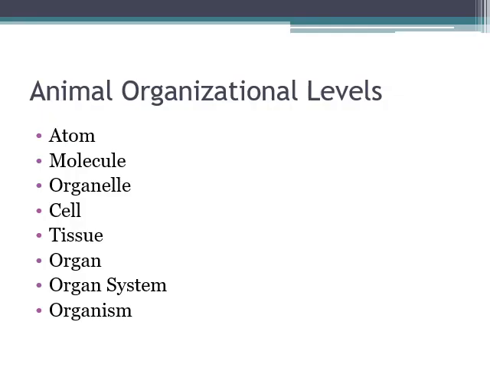We've talked about this in the past, how organisms are organized. An animal organism starts off, of course, at the subatomic level: protons, neutrons, electrons. Those come together to form atoms, which come together to form molecules. Molecules come together to form organelles. Organelles come together to form cells.